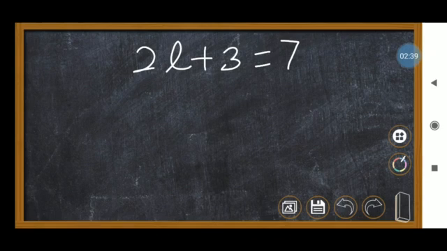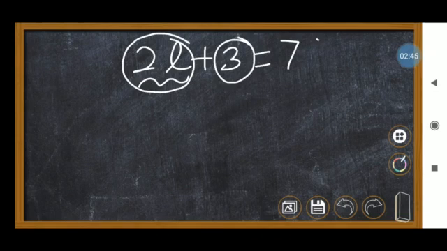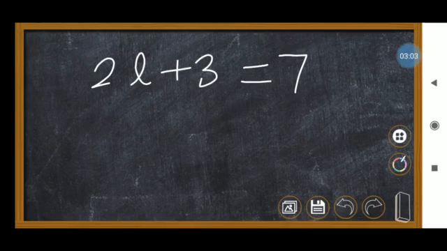First, 2l means 2 into l, 2 multiplied with l, this is one term, this is one term, so totally 3 terms are present. We have to identify the value of l. What is the value of l? First we have to transfer the number, and after that we find the value of l. So 2l plus 3 which is equal to 7.